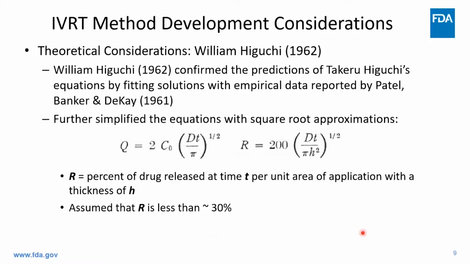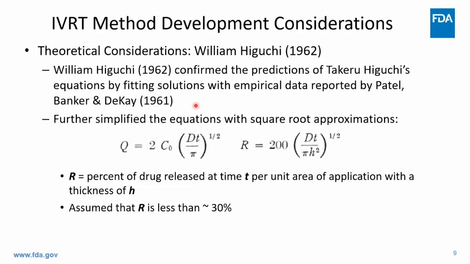Now, very briefly, there is one theoretical consideration that I want to touch on. Mostly this is going to cover practical issues, but there's an impact of this theoretical consideration. So there was a lot of excellent work done in terms of the foundation theory by Takeru Higuchi and William Higuchi. They were brothers. And William Higuchi, or Bill Higuchi, in 1962 confirmed the predictions of his older brother by fitting the solutions with empirical data that had been reported by Patel, Banker, and Decay.